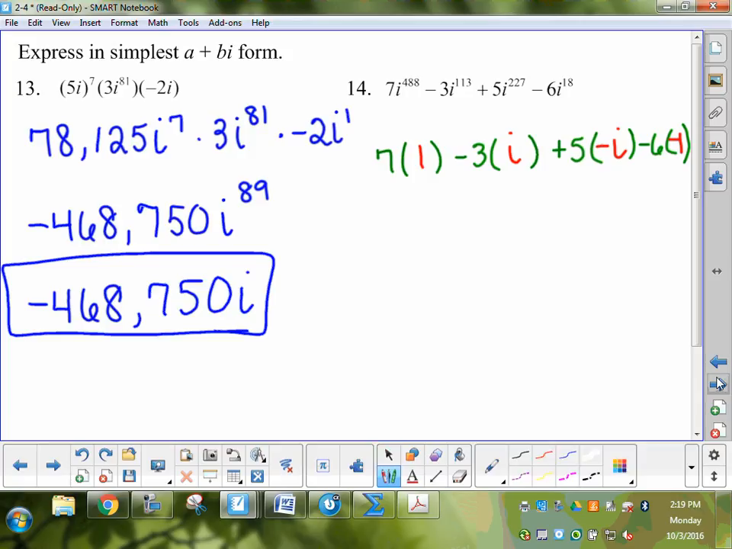So now let's simplify what's there. This is 7 minus 3i, and then minus 5i, because it's 5 times negative 1, then plus 6. Let's condense this down and give it an a plus bi form. So when I do that, Maddie, what would you get when you put the numbers together? 13 minus 8i.